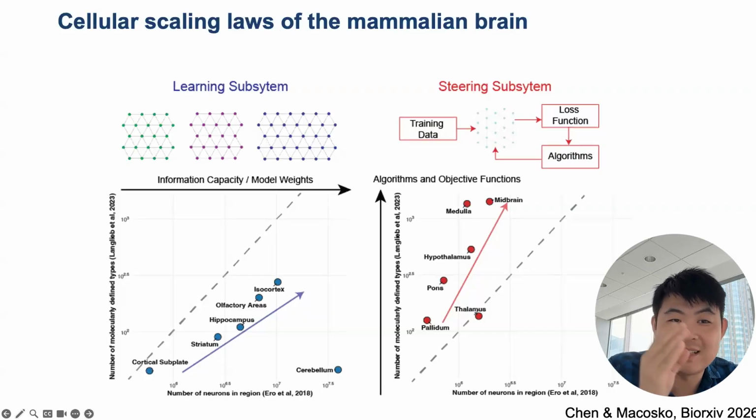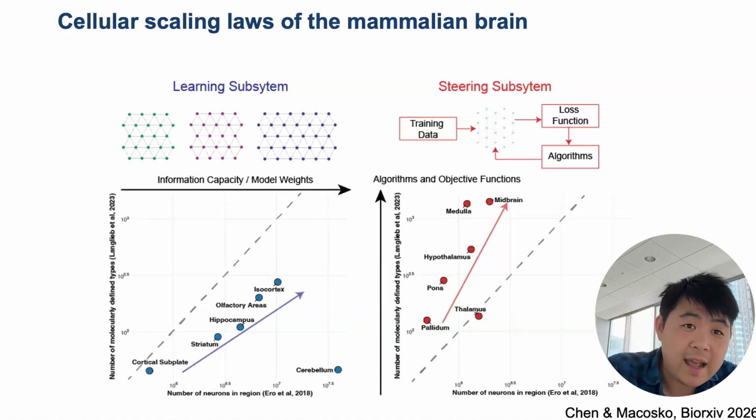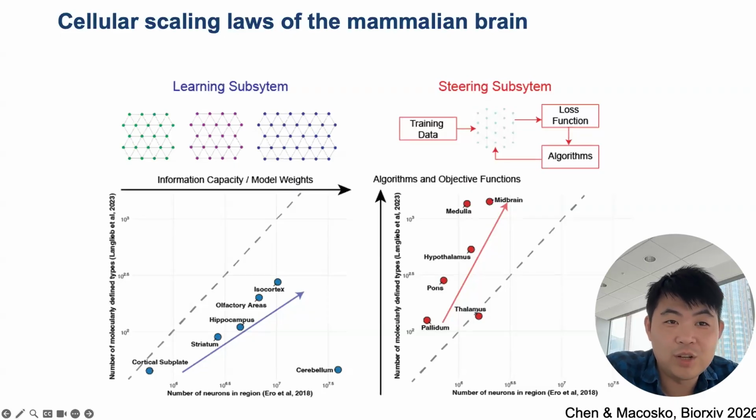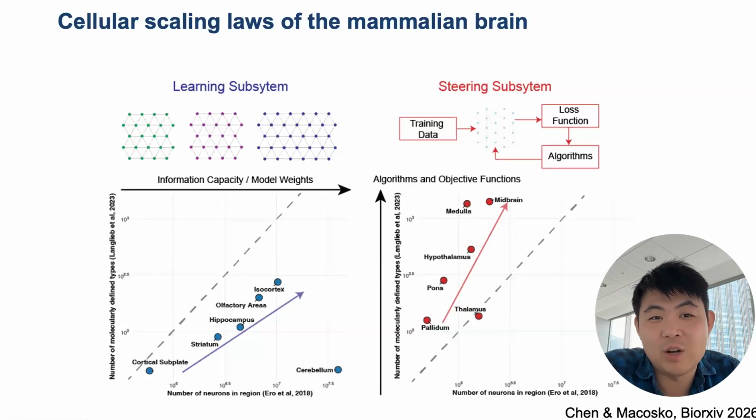You can think of the cortex as just repeated copies of this particular computational layer. And if you want to scale how much computation you want to do, you can just keep on repeating that motif, and you don't necessarily need to diversify the types of cells.